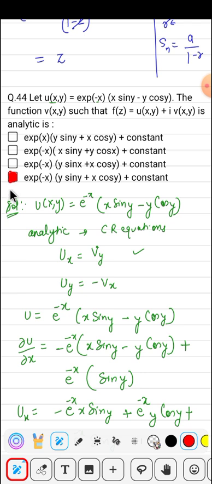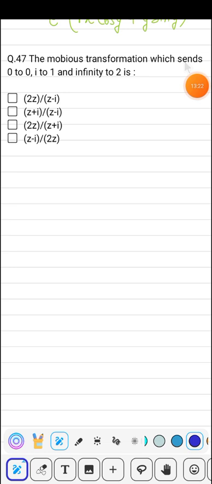Now let us begin with our next question. This is question number 47. The Mobius transformation which sends 0 to 0, iota to 1 and infinity to 2. So how will we solve this question? In these options, whichever satisfies 0 to 0, iota to 1 and infinity to 2 is our right answer.